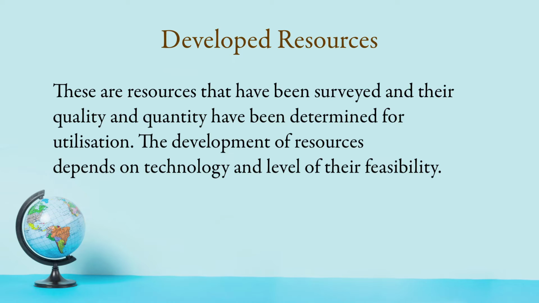Children, India is a tropical country. It has enormous possibilities of tapping the solar energy. It has a great potential of wind power. What are developed resources? Resources which have been surveyed and assessed, both qualitatively and quantitatively, to be used are called developed resources. For example, the northern plains. These have been extensively used for agricultural purpose.